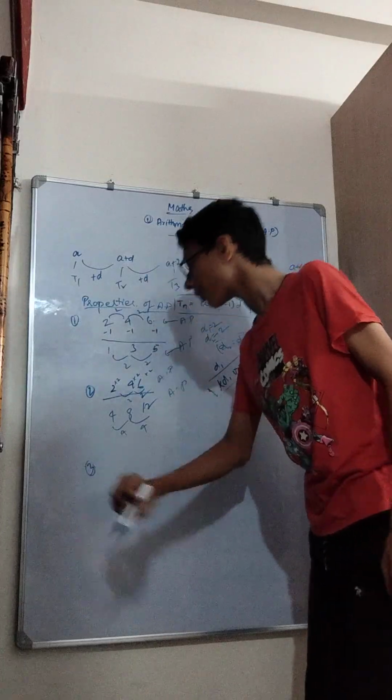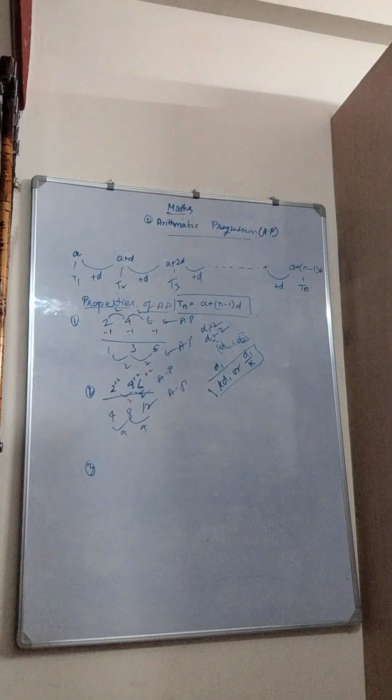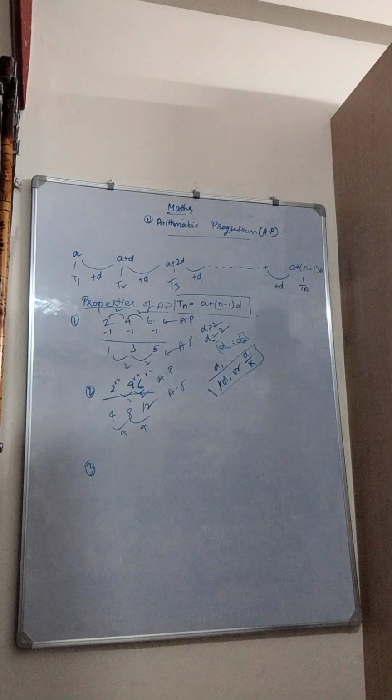Now we are learning the third property. If x1, x2, x3 and y1, y2, y3 are two APs, then x1 plus or minus y1, x2 plus or minus y2, x3 plus or minus y3 are also in AP.